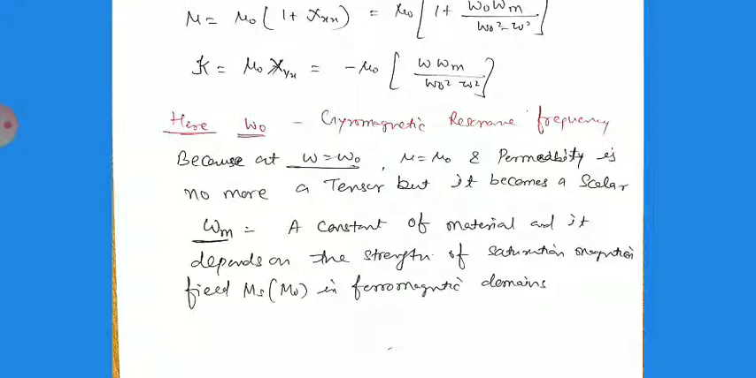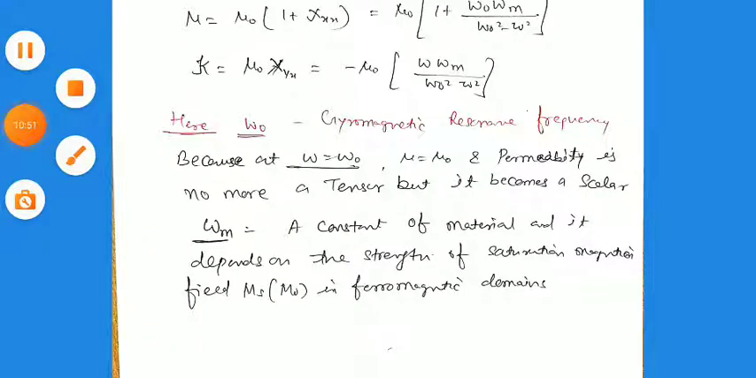So use of omega 0 here, that is the gyromagnetic resonance frequency, because at omega 0, mu equal to mu0, the permeability is no more a tensor but becomes a scalar, and omega m is a constant of the material and depends on the strength of the saturation magnetizing field Ms in the magnetic domains. So this is all for today. Thank you.